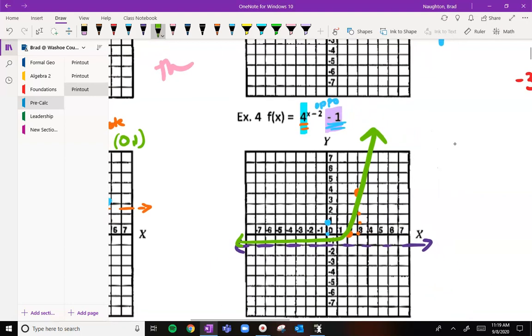And let's follow directions for once in our examples here. Our domain is negative infinity to infinity, and that's always our domain. And then this, because it's above, is going to be y is greater than negative 1, or from negative 1 to infinity. And then no brackets, because it's never actually going to hit our asymptote.